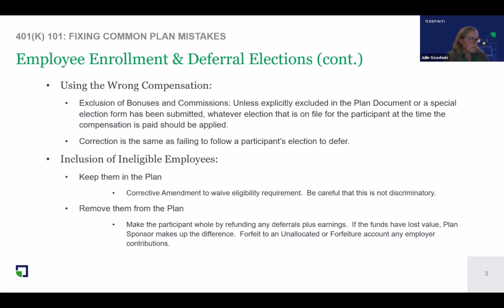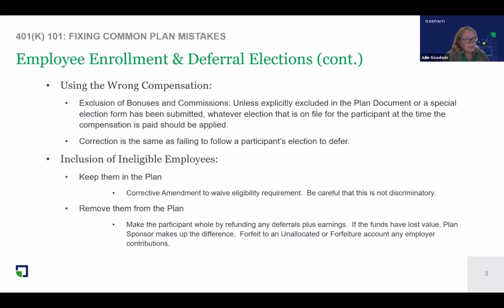There are a couple options. You can choose to keep them in the plan, and you can do a corrective amendment. When it comes to corrective amendments, as Michelle had indicated, there are requirements that you have to follow within the document. And you have to be careful that this is not discriminatory.